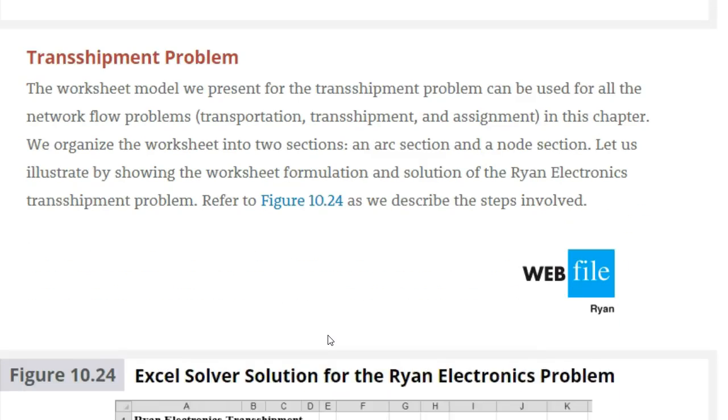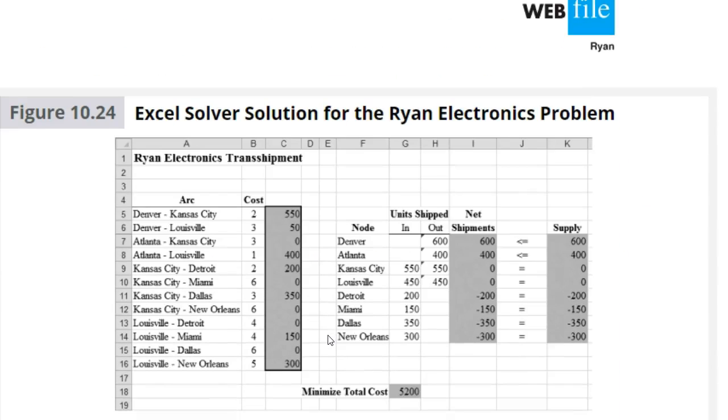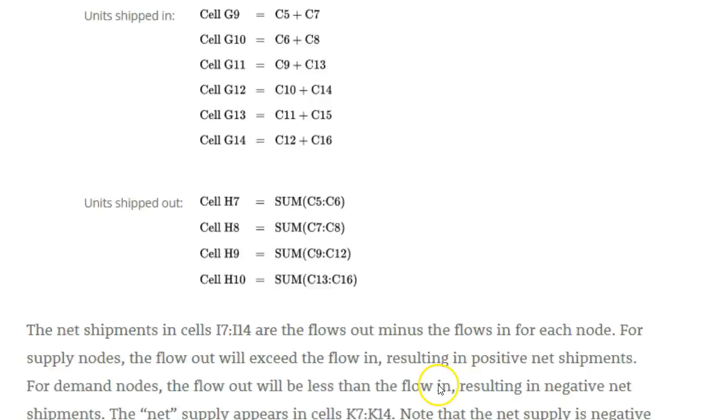It also does the transshipment problem. And again, here's how it sets it up. Here are the arcs going from 1 to 2, so Denver to Kansas City to Detroit, right? Or Denver to Louisville and Louisville to Detroit. Anyway, it sets all of those up and then exactly what's shipped, and it has the capacity constraints on those. The objective there is the overall cost and how to formulate it.